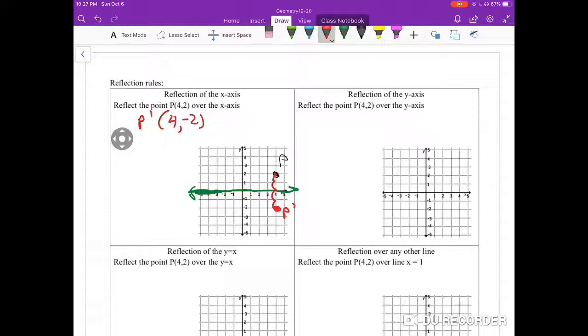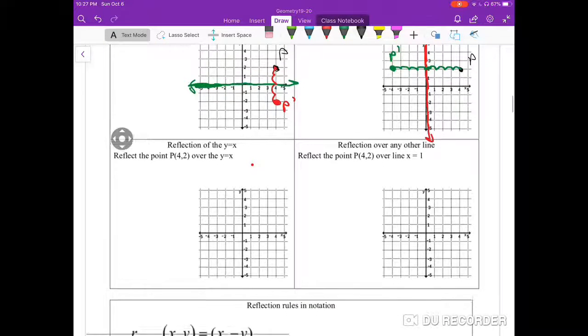Next one, let's reflect it over the y-axis. Again, let's start with 4, 2, point P. My y-axis is here. And again, I'm just going to count. In this case, we have 1, 2, 3, 4. And I would count again, 1, 2, 3, 4. And this would be P prime. So my new P prime is going to be -4, comma 2. And again, pay attention up here to what's happening to the coordinates. That's going to be the easy way to remember the formulas when we get to them.